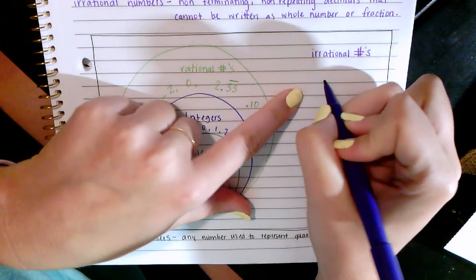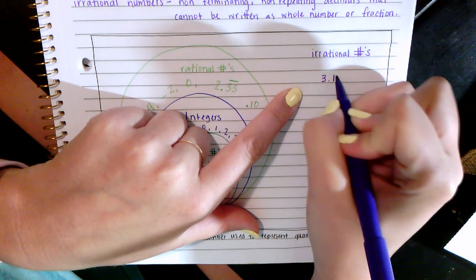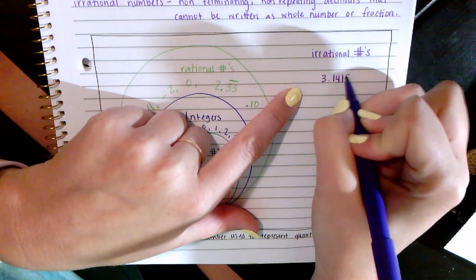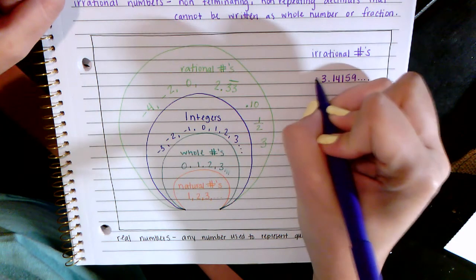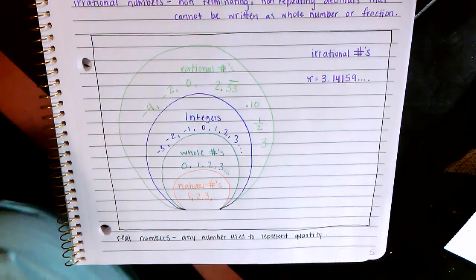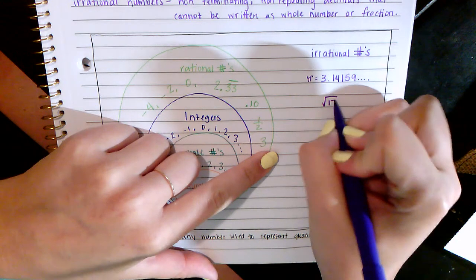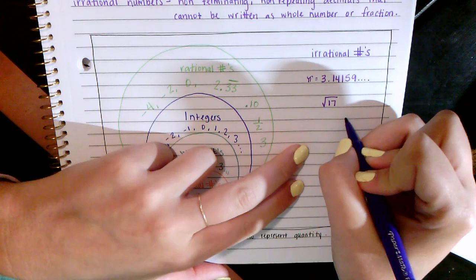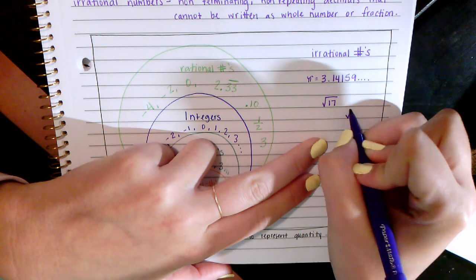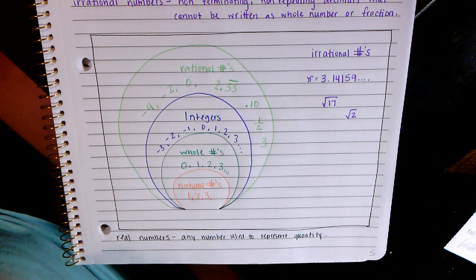You've got decimals that never end. 3.1415, and it goes on and on and on, also known as pi, right? It's an irrational number. The square root of 17, that's not going to give you a number that ends. So any square root that doesn't have a perfect answer, or a number that just keeps going on and on and on, those would be irrational numbers.